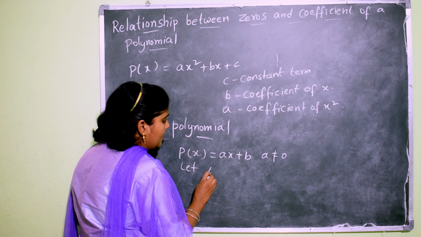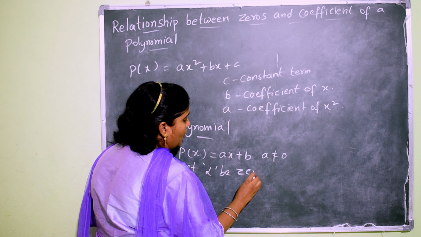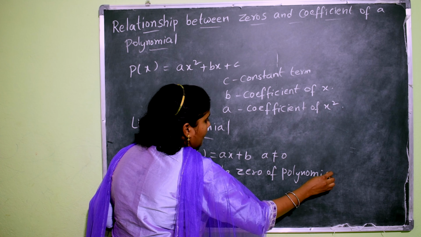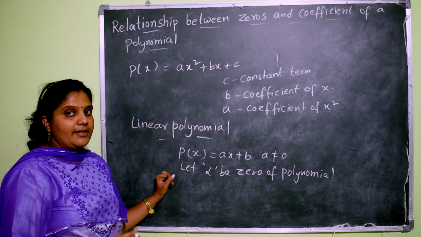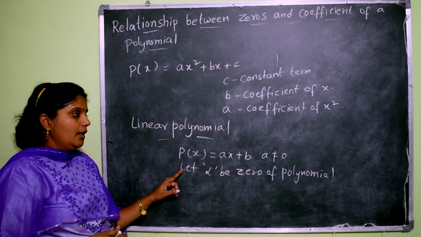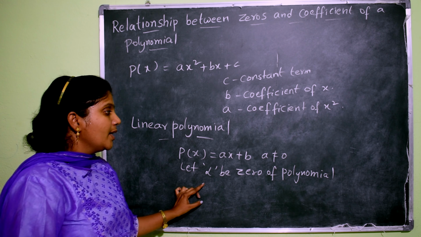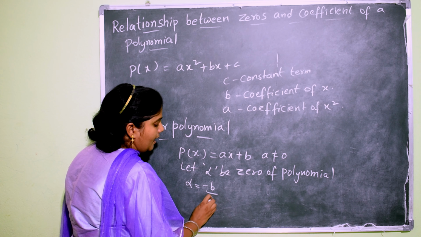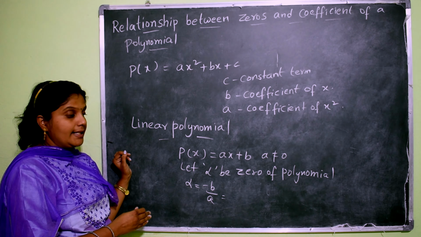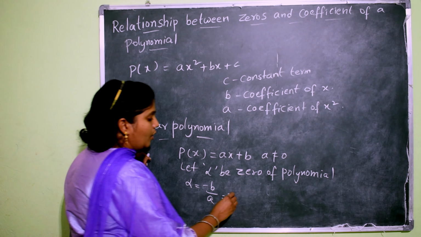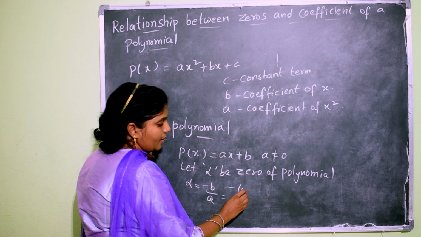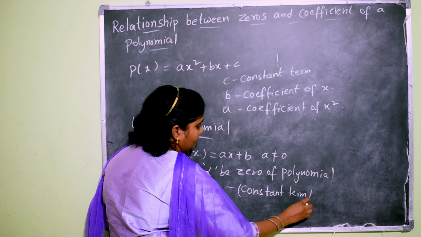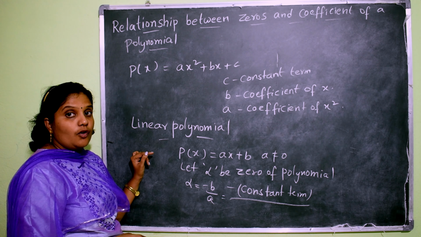Let alpha be the zero of the polynomial. We already know what is the zero of a polynomial: the x coordinate where the graph is touching is the zero of the polynomial. So we are going to write the relationship between the zero and the coefficients, that is alpha is equal to minus b by a. Here the zero of the polynomial is equated to minus b by a. What is b here? Constant term. So minus b, write down as it is. B is nothing but the constant term. And what is a here? Coefficient of x.